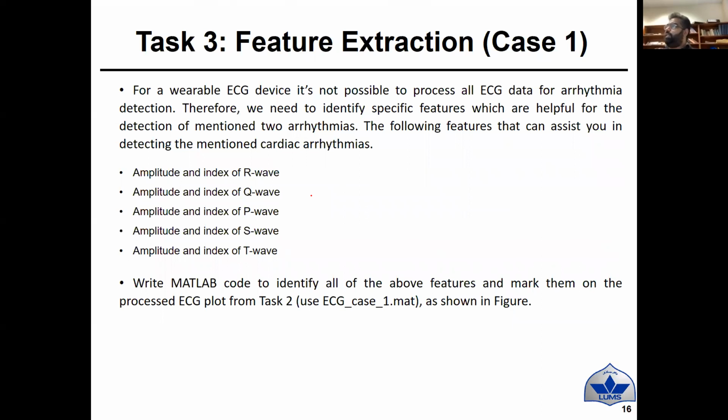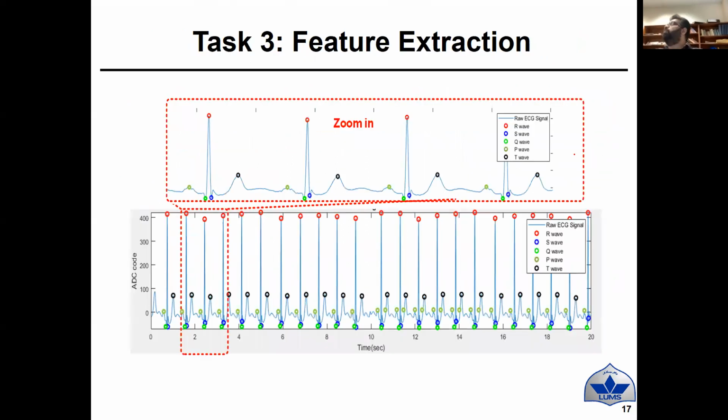Then comes the feature extraction. In the feature extraction, you only have to initially apply it for case 1, meaning ECG data 1. For that, you have to find all the features: amplitude and index of the R wave, and amplitude and index of Q, P, S, and T. You need to write a MATLAB code which can identify all those points and also mark them on the plot. For example, this is an ECG pattern, ECG case 1, and all those signals, R wave, S wave, Q wave, P wave, and T wave, are marked on that ECG pattern. That is what you need to do in this task 3. This is going to take much of your effort, because this is where you are going to find your logic and how you are going to detect all of these patterns.